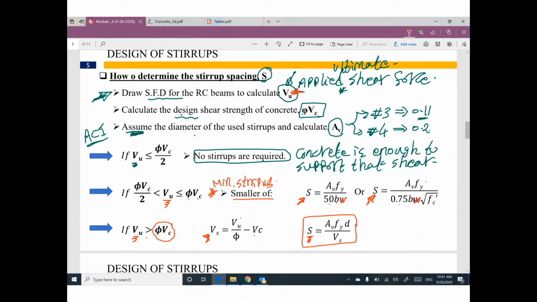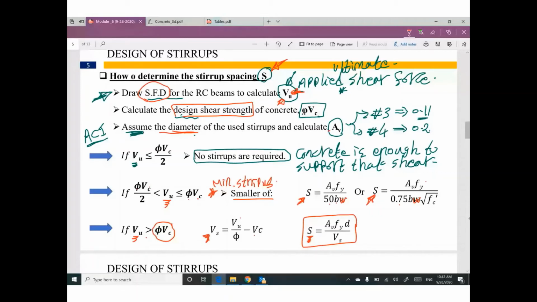So guys, if you would like to figure out the required spacing between stirrups, we need to go through these steps. First step, what is the value of V ultimate? Sometimes it's given in the problem, sometimes no. We need to go back to structure analysis and draw the shear force diagram to figure out V ultimate. Second step, what is the design shear strength for concrete? Phi VC. Third step, you need to assume the bar size used for these stirrups to figure out the value of area V.